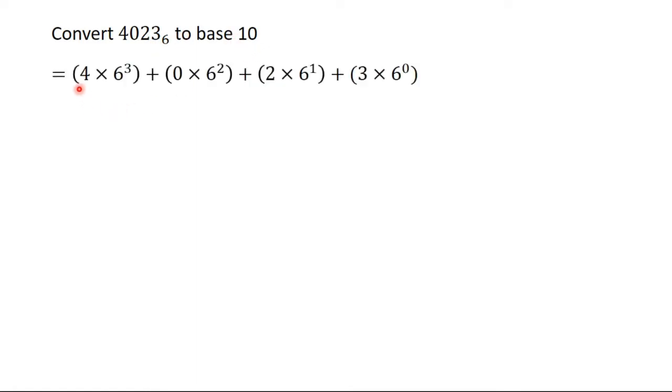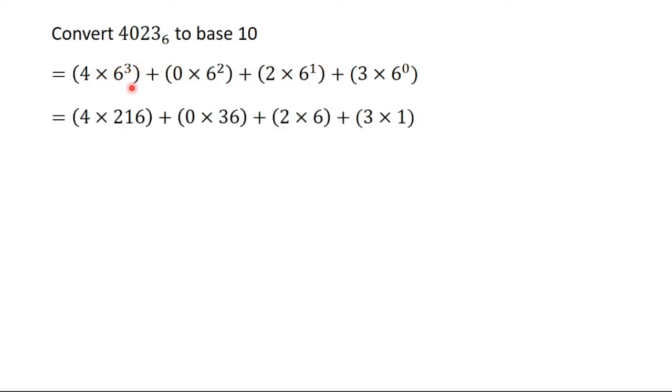Next, you convert 4023 base 6 to base 10. In converting it to base 10, we multiply each digit with the base, 6, then you order the powers: 0, 1, 2, 3. So 4 times 6 exponent 3 will give us 216, 0 times 6 exponent 2 will give us 36, 2 times 6 exponent 1 will give us 6, plus 3 times 6 exponent 0 will give us 1.